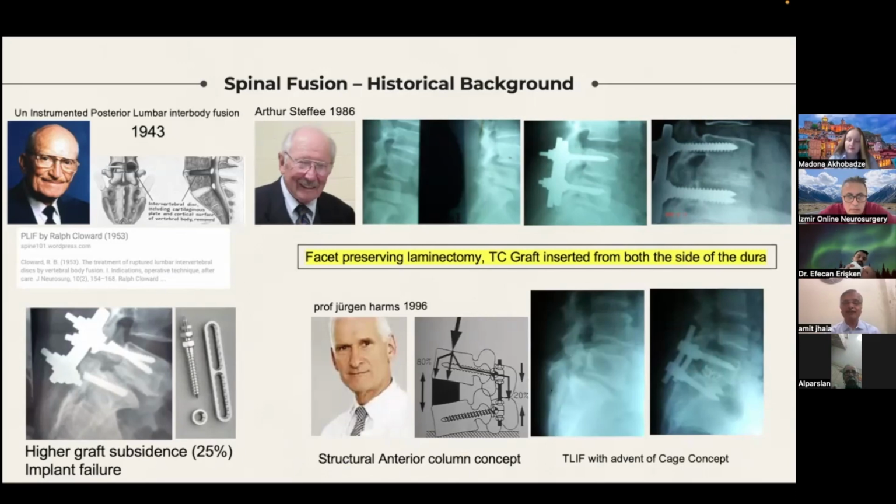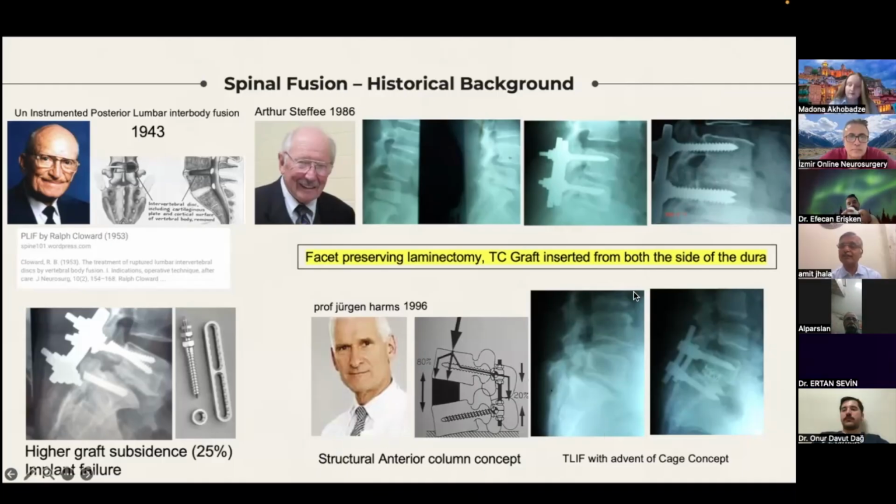We started with a structural anterior column support, which was given by Professor Eugen Harms in 1996. And then we know about the 80-20 concept, that you have to give an anterior column support. This was the case that we used in the late 1990s, where he gave the mesh cages. But conceptually, he gave the concept that you have to have an anterior structural support to get the best outcome, and that's how the TLIF with the advantage of the cage concept came in 1996.